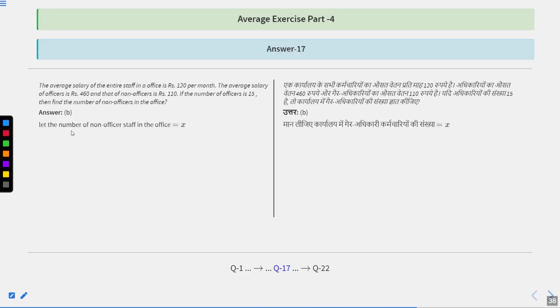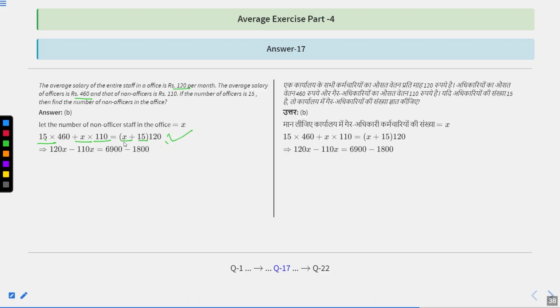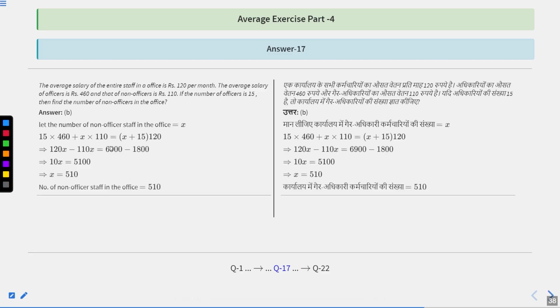Now, let the number of non-officer staff be X. According to the question, this equation will be formed. 15 officers have an average salary of 460, so the total will be 15 into 460. And X non-officers get 110. So the total number of employees will be X plus 15, and the average given is 120. So we can compare it. When we calculate it, we get the value of X, which is 510. So the non-officer staff is 510 people. B is the correct answer. Next one.